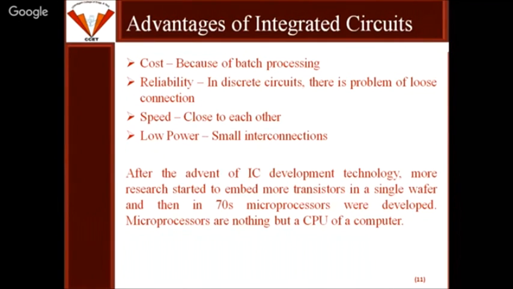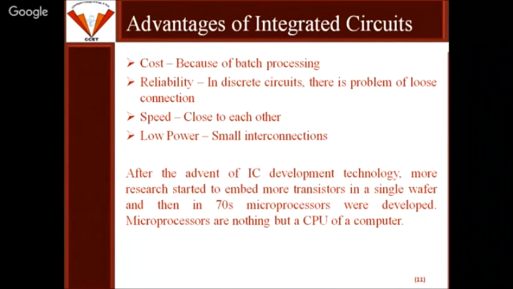So the next thing is reliability. Open circuit and short circuit problems are not there in the case of an IC. You just have to mount that IC and the specific functionality can be achieved. The third point is speed. In comparison to discrete components, we have much nearer devices and fewer, or you can say smaller, interconnections. So the speed is also increased. And the last one is low power, because the length of interconnection is smaller, so power dissipation will also be less.